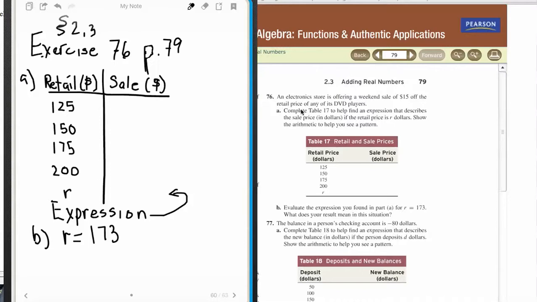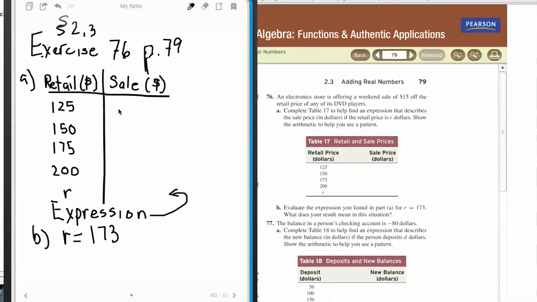And what we have is exercise number 76 on page 79, which tells us that an electronics store is offering a weekend sale of $15 off the retail price of any of its DVD players. We want to finish building this table number 17 here to help us find a general expression for the sale price, given what we know about the retail price, and then we're going to evaluate our expression and say what it means in terms of the situation for this R value.